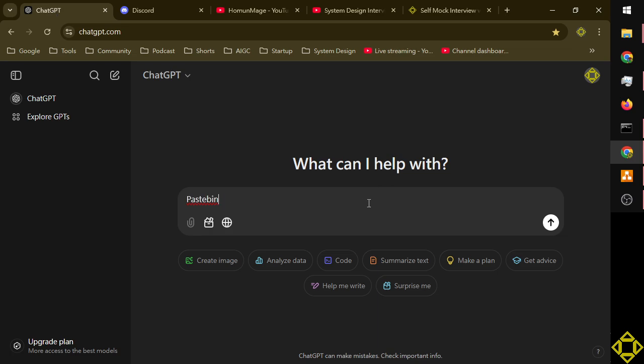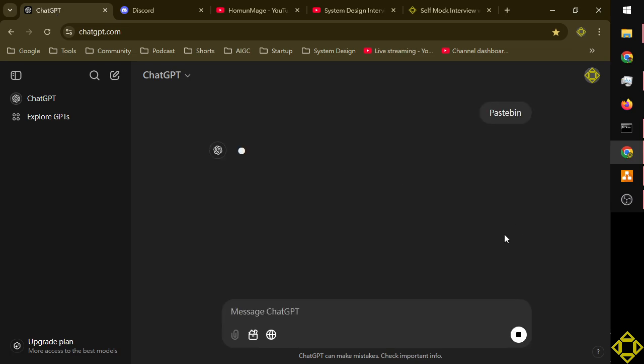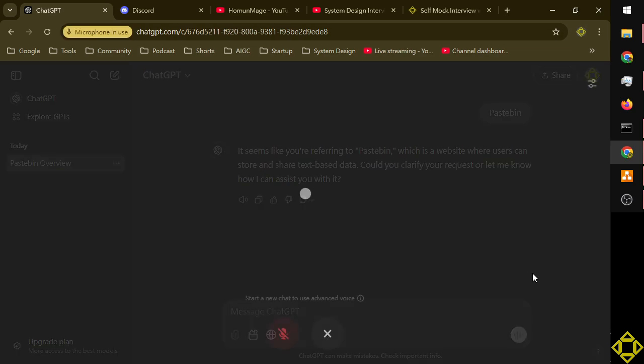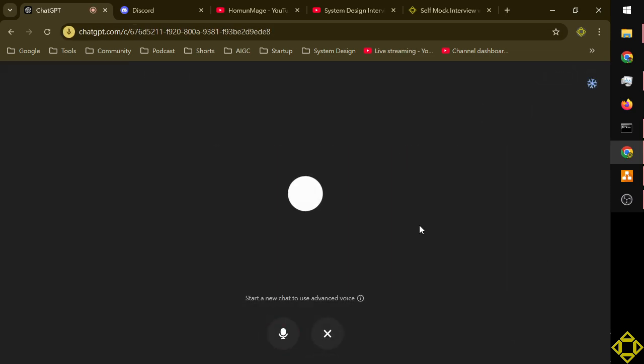Okay, let's start. Our topic today may be Pastebin. We are going to design this. Can you help me describe this product's details, for example, the major features of this product?